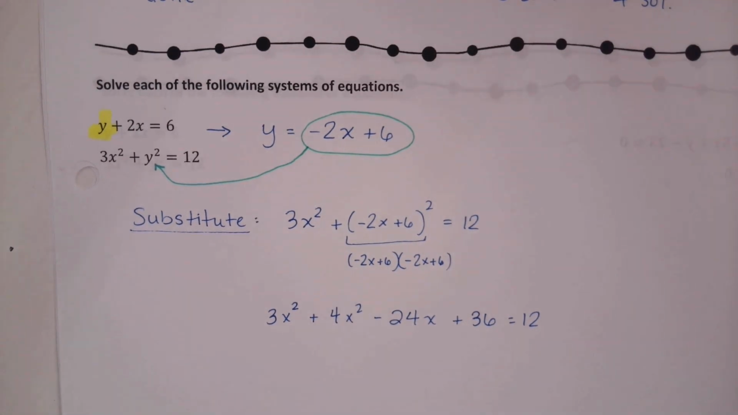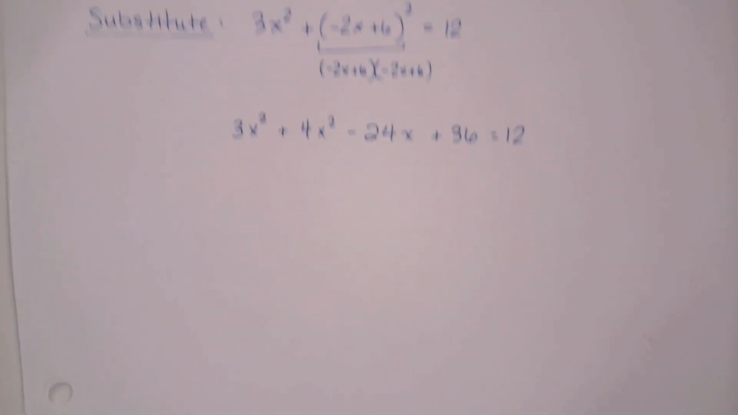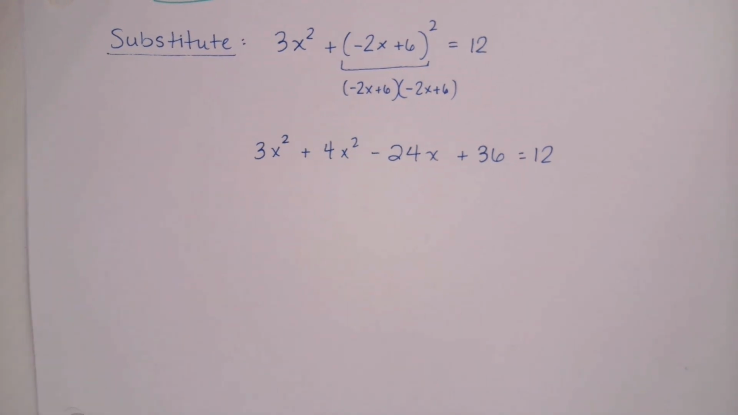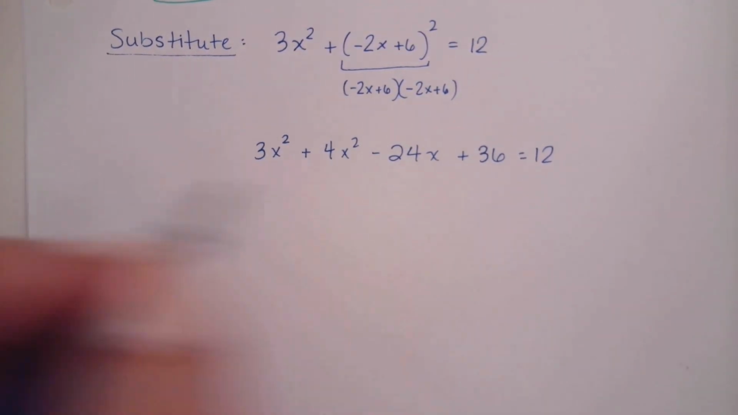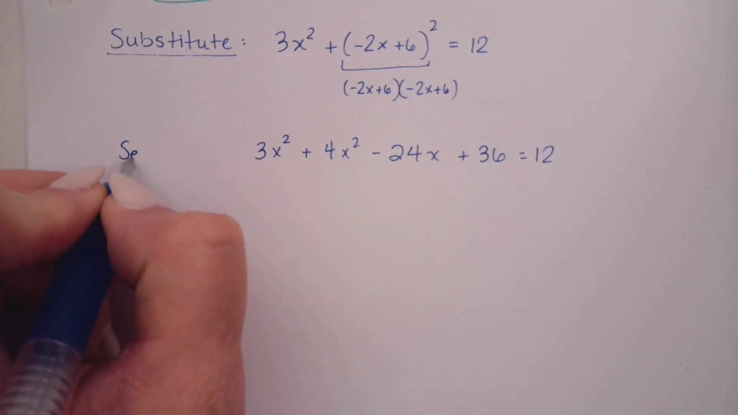What type of equation is this? It's a quadratic equation, right? To solve a quadratic equation, we probably want to combine like terms and then set it equal to 0.